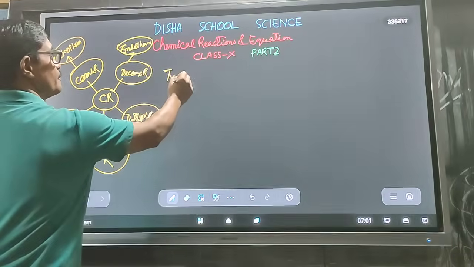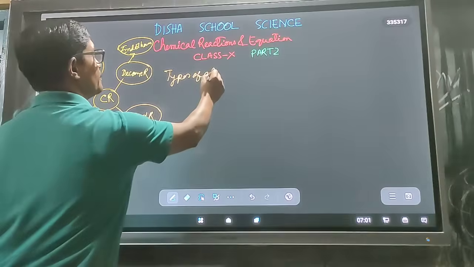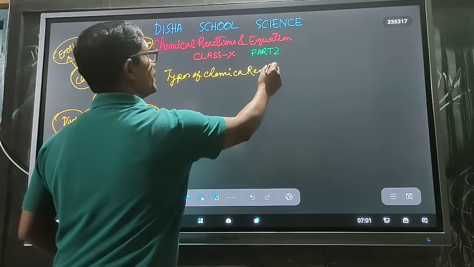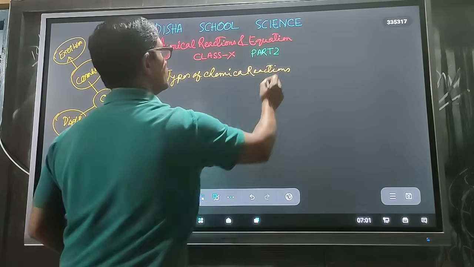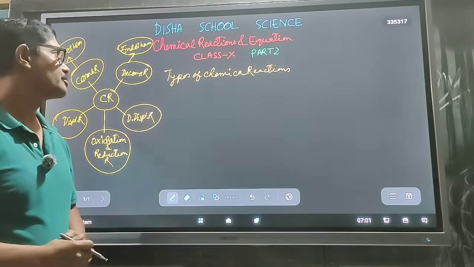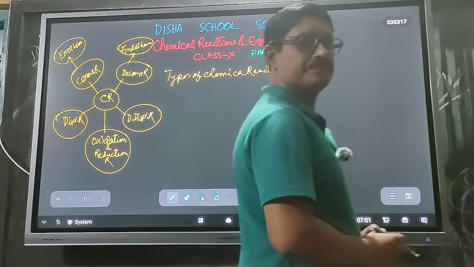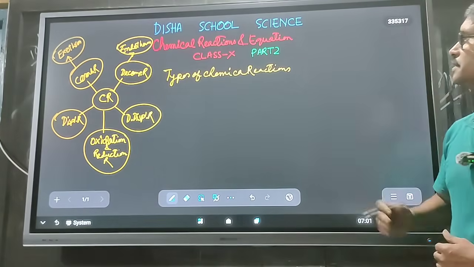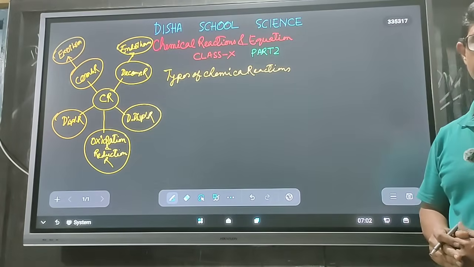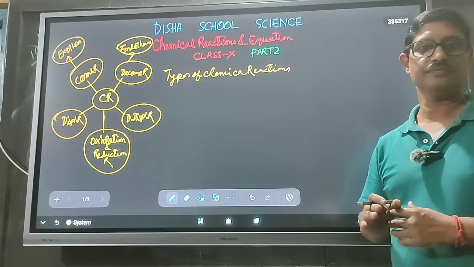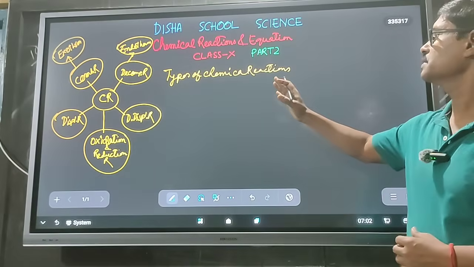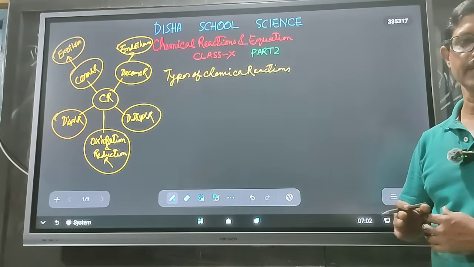Types of chemical reaction. Today we are going to discuss different types of chemical reactions. You see, this lesson, chemical reaction and equation, lesson number 1, class 10, comprises 3 parts. Already 1 part we discussed, the 2nd part is the types of chemical reaction, and there is also a 3rd part.